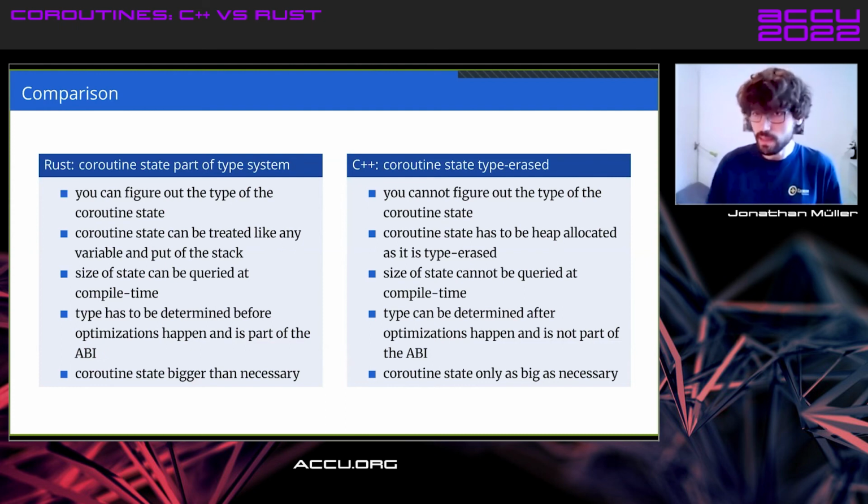In C++, this isn't the case, as you cannot query the size at compile time. The compiler frontend doesn't need to compute the size, only the backend. So this can be done after optimizations. It is not part of the API. It is a type-erased thing, and it's only as big as necessary. But of course, the trade-off is that it has to be dynamically allocated.